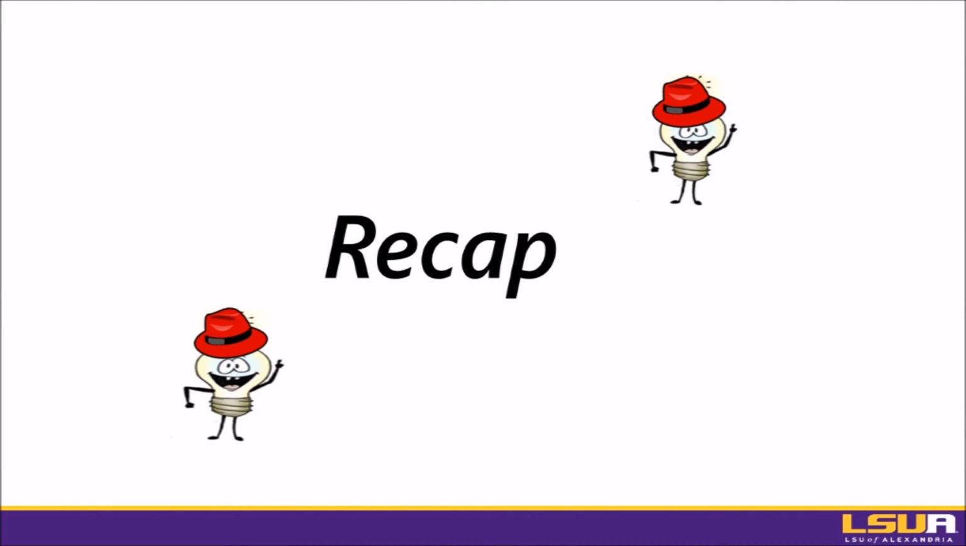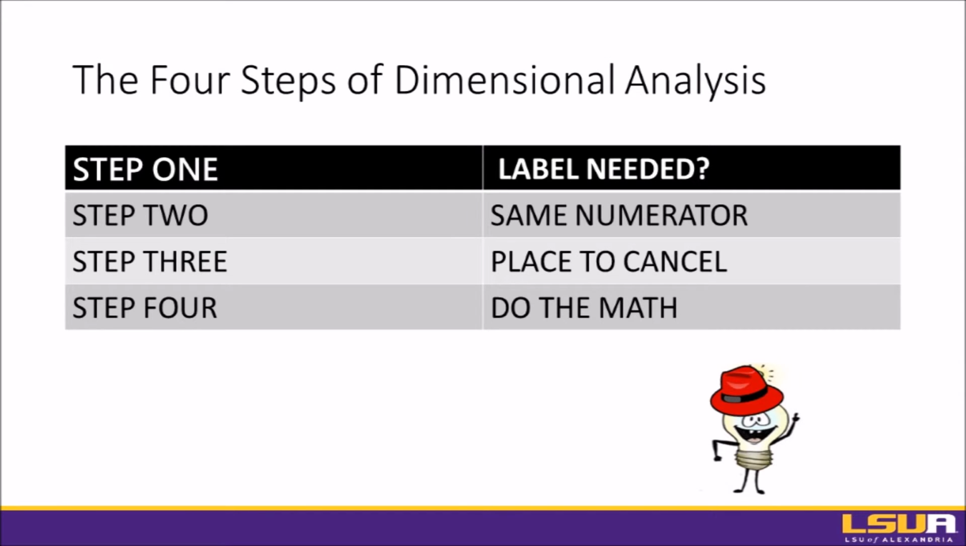Let's recap. Student nurses should focus on understanding the method instead of memorizing the steps to dimensional analysis. Remember step 1. Start with the label that is necessary for the answer. What dimension do you need to administer the correct medication to the patient? This will help you with the setup. Then, using the same numerator, how is the medication supplied?